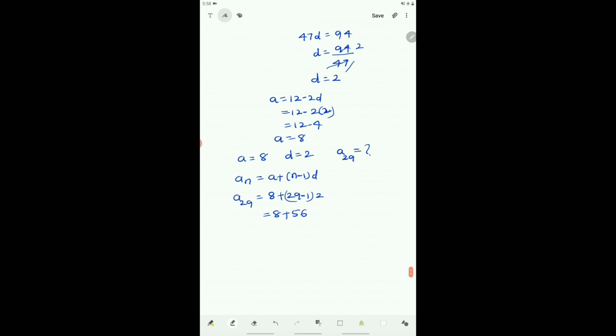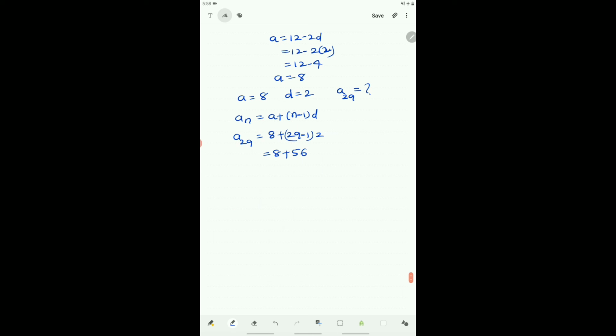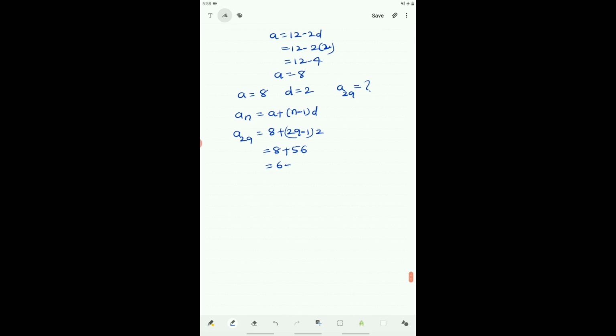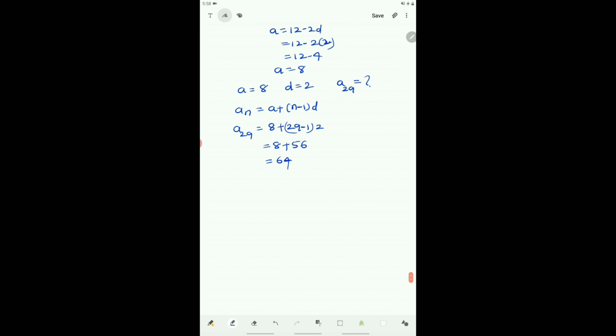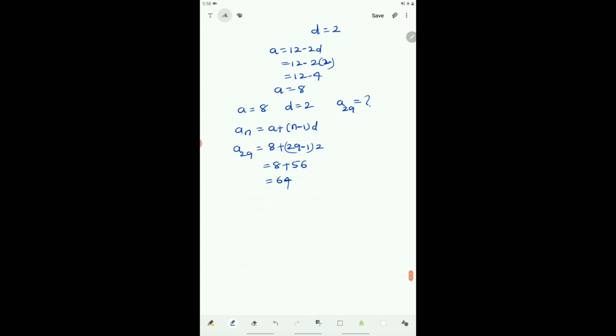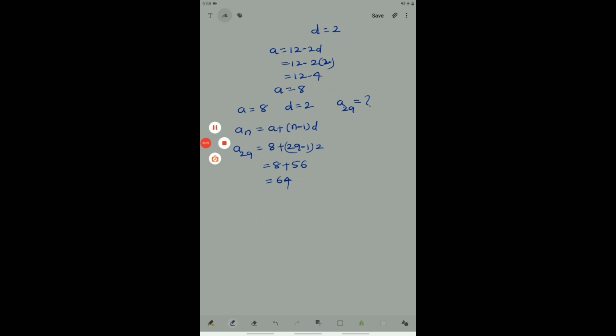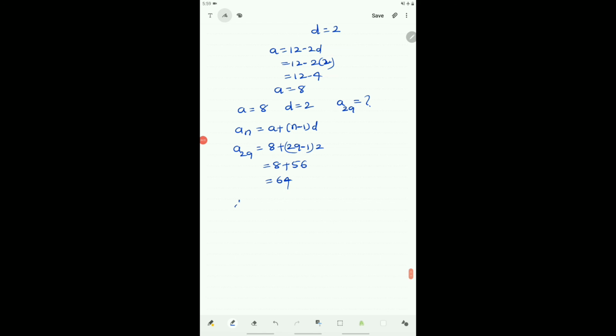Then 29 minus 1 is 28. 28 twos are 56. Then 56 plus 8 is 64 it is. Therefore, the 29th term is 64.